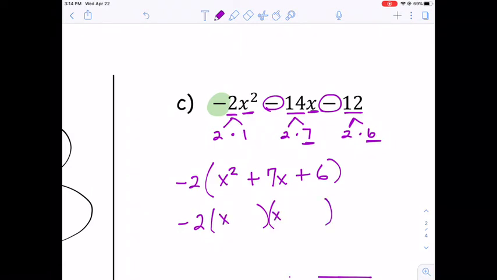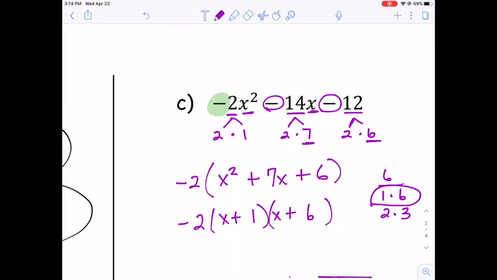x times x. 6 could factor to 1 times 6 or 2 times 3. Which one of those can add or subtract to a 7? The 1 times 6. So I'm going to need 1 and 6. And they're both going to be positives in order to multiply to a positive 6 and add up to a positive 7.